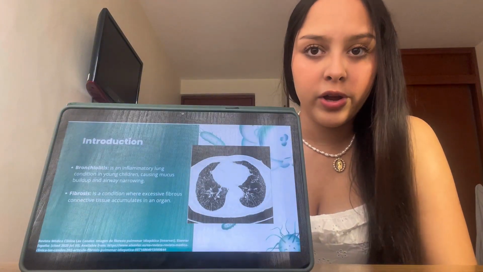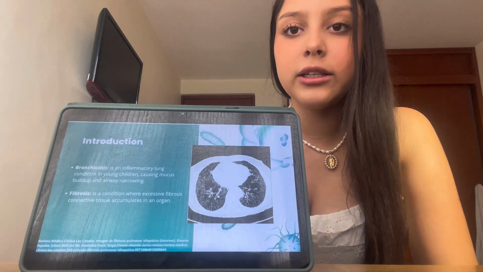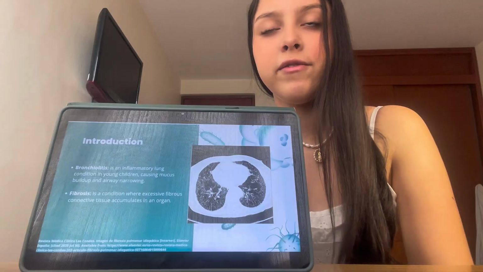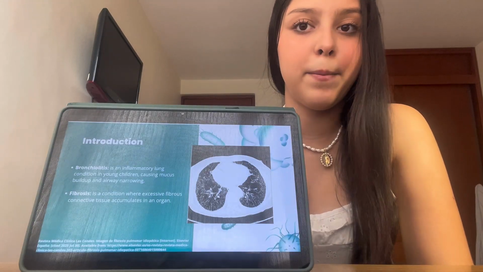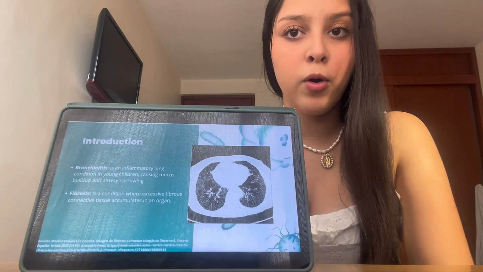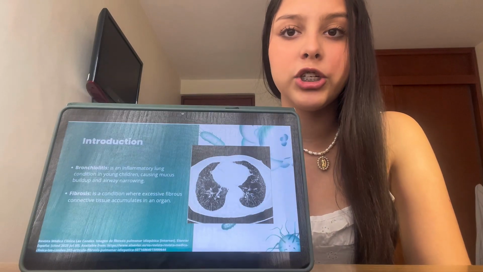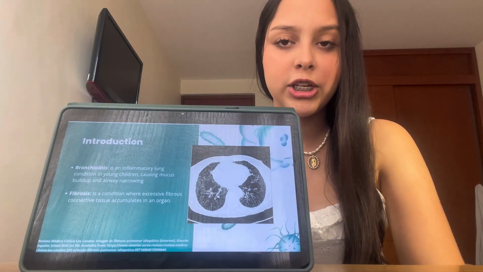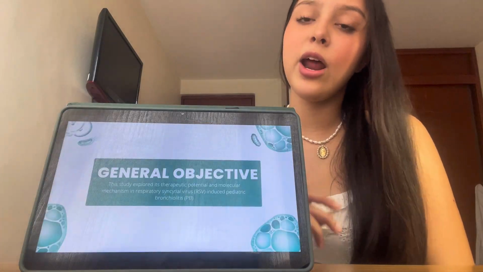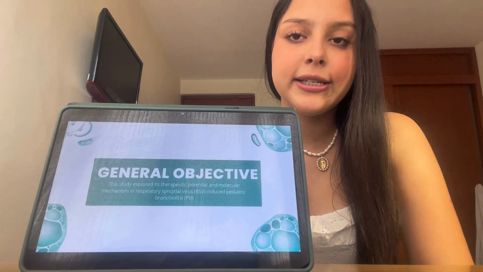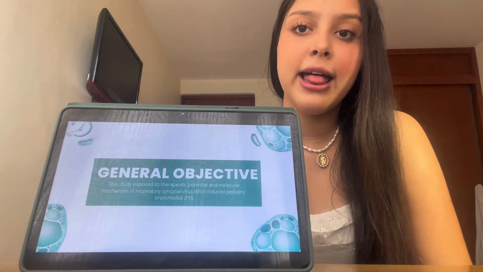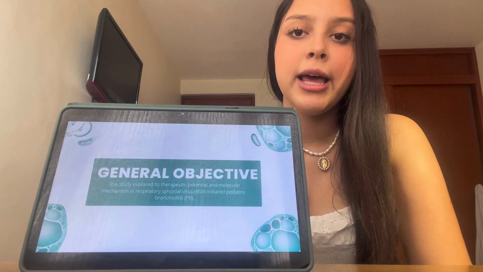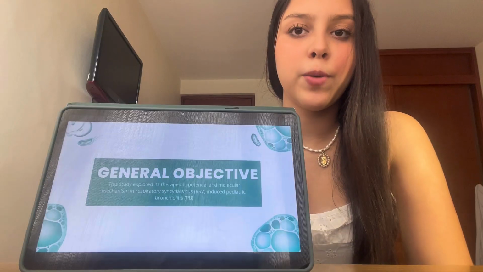Now we have bronchiolitis, which is an infection in the lungs that affects especially young infants and children and will cause them swelling and mucus buildup in the bronchioles. And finally, we have fibrosis, which is an excessive accumulation of fibrous connective tissue in the lungs. Now we have our general objective. In this study, they wanted to explore the therapeutic potential of berberine and the molecular mechanisms in the RSV-induced bronchiolitis.